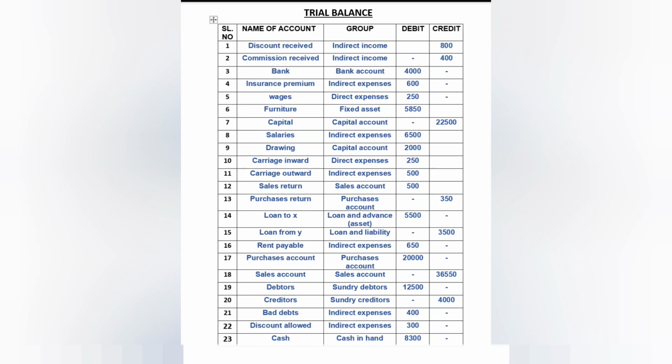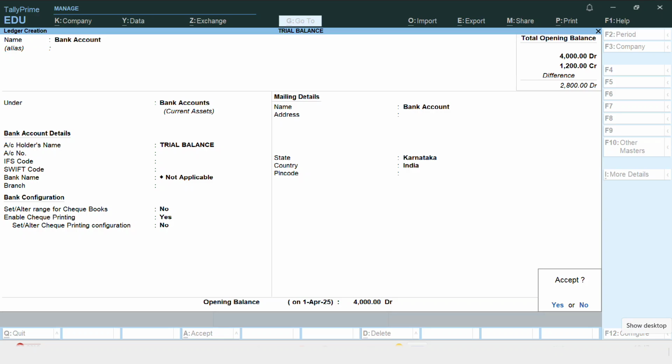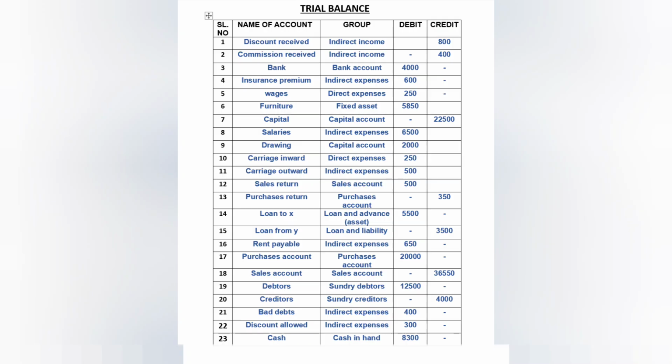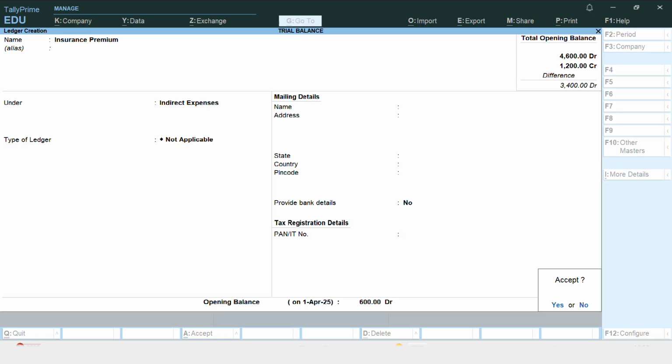The next one is bank, with the group bank account and an amount of 4,000 debit. Enter the name bank, select the group bank account, enter the amount 4,000, and click Enter. The next one is insurance premium, with the group indirect expenses and an amount of 600 debit. Enter the name insurance premium, select the group indirect expenses, enter the amount 600 and click Enter.